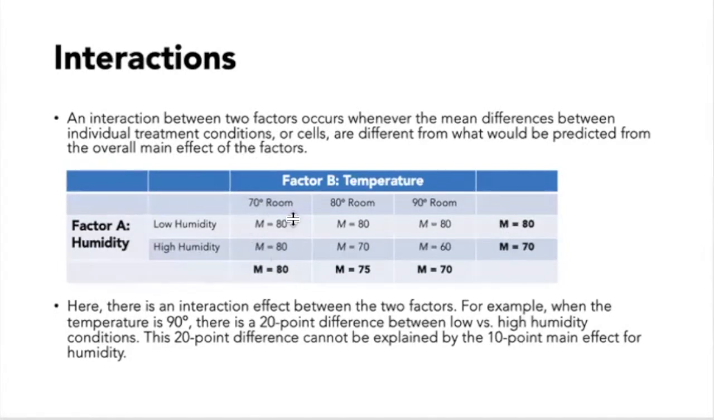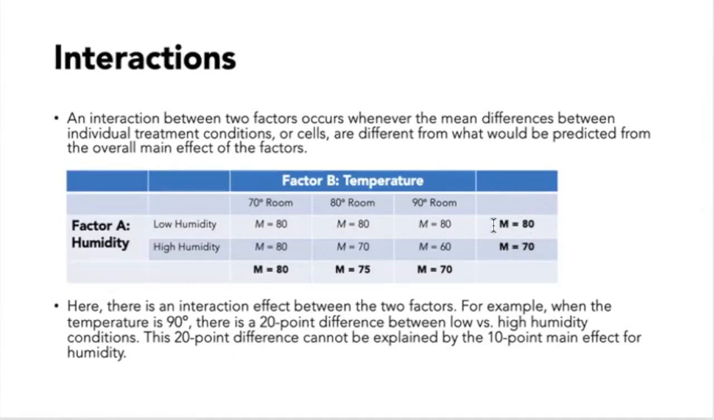In the 70 degrees room, you don't see any such difference. This 10-point difference is observed in the 80 degrees room. But in the 90 degrees room, you see a sharp 20-point difference, 80 to 60. There's a noticeable drop. So what it means is, when the temperature is 90, there's a 20-point difference between low versus high humidity conditions. So this 20-point difference cannot be explained by this 10-point difference, which is accounted for by the main effect for humidity.